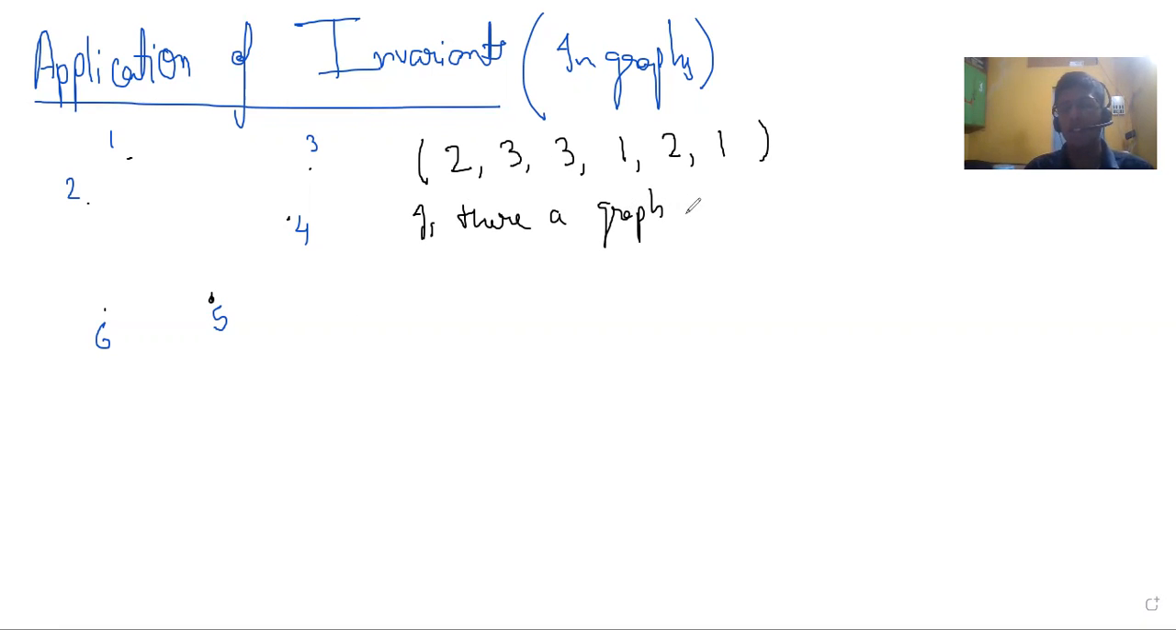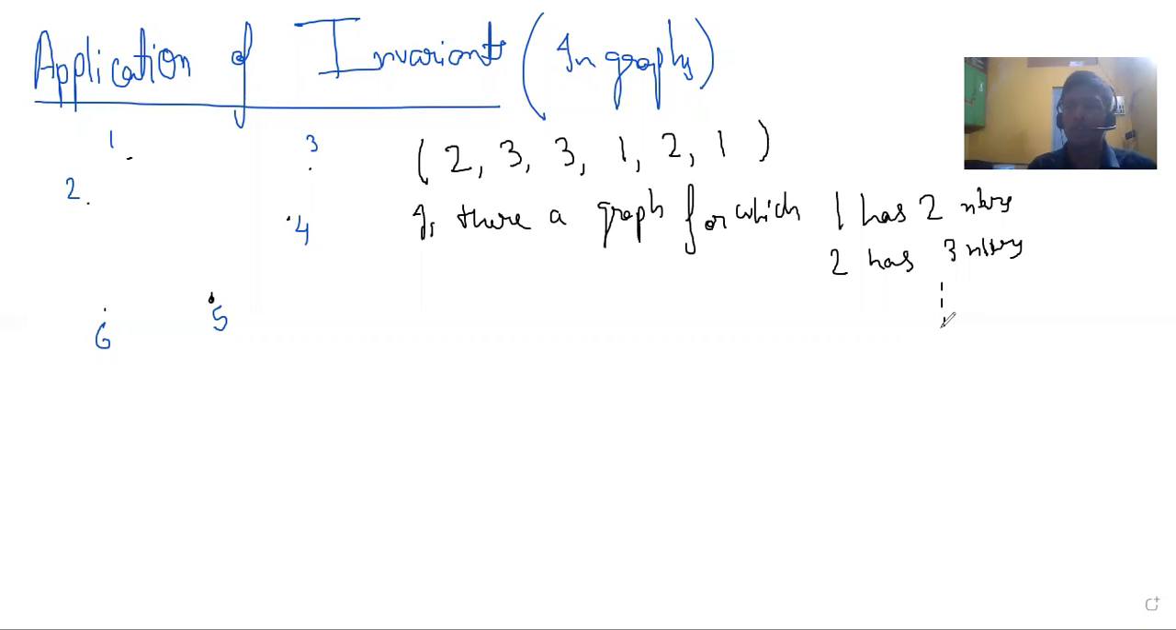It's framing it like this. Is there a graph for which one has 2 neighbors, 2 has 3 neighbors? Got that. Yes, we have done. I think you were there.